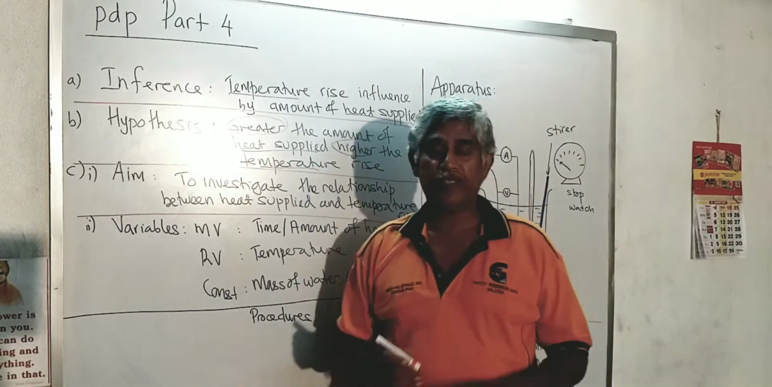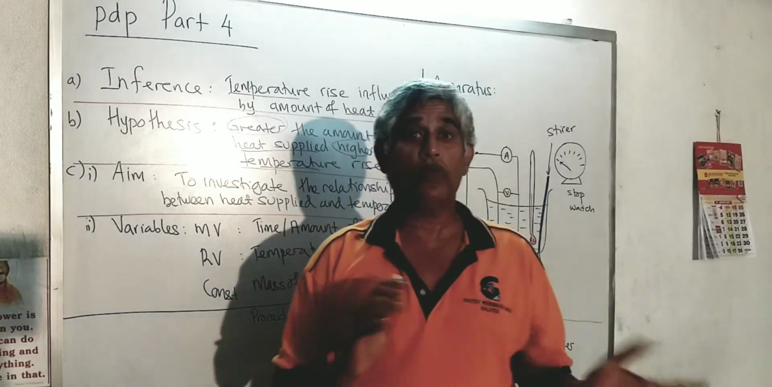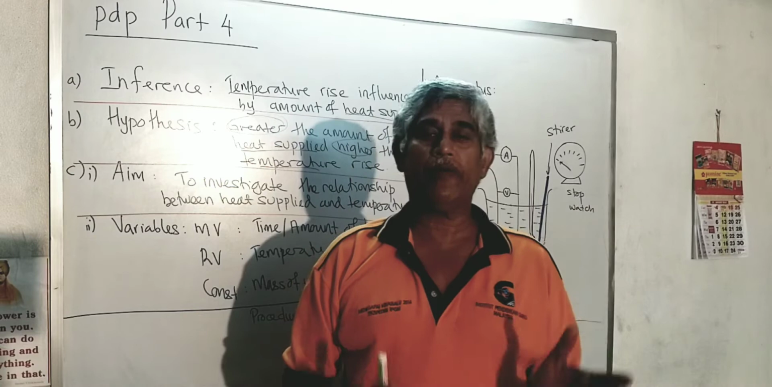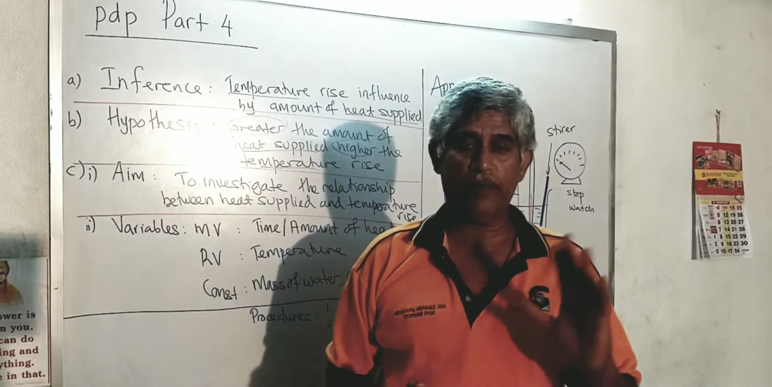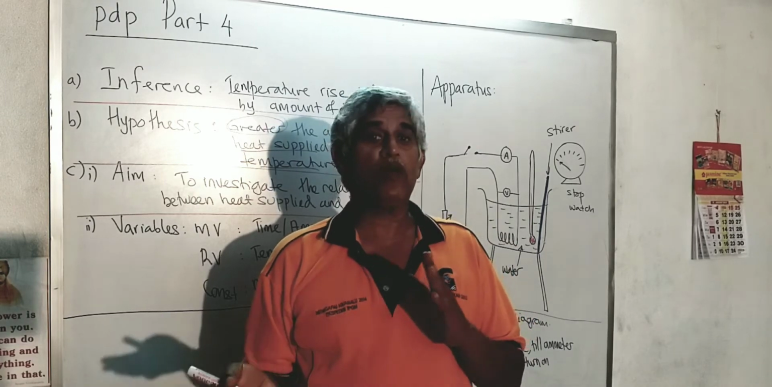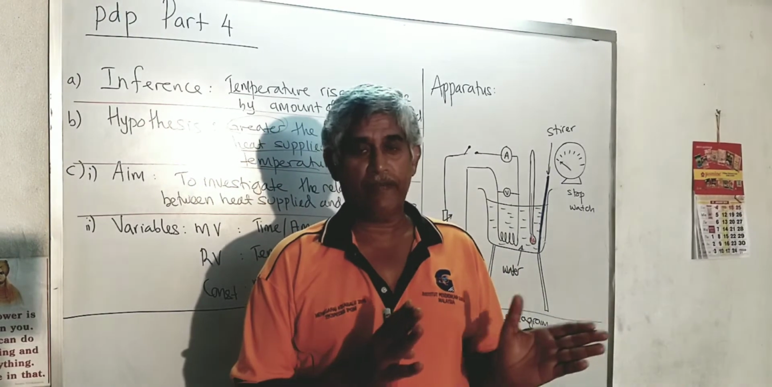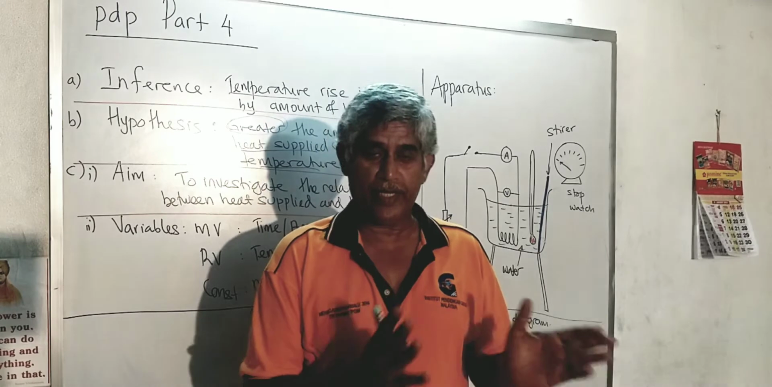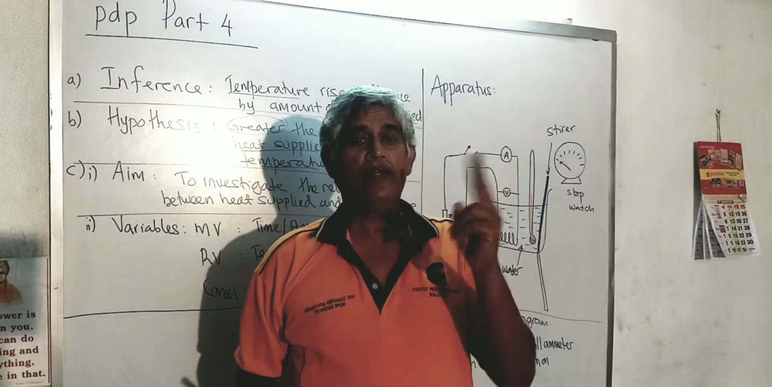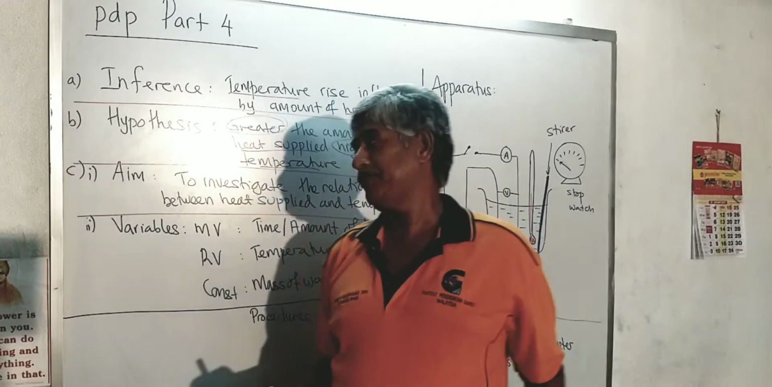So always in a hypothesis, we try to relate the two variables. It's either directly proportional or inversely proportional, but we can't say directly or inversely proportional because we are not looking at the graph part. So we can just relate qualitatively how both the variables correspond. One increases, the other increases, or one increases, the other decreases. These are the two ways two variables can correspond.